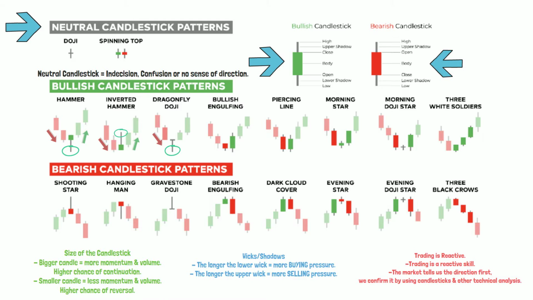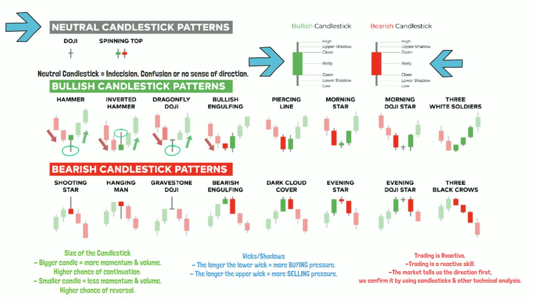Now, the reason why this isn't considered a neutral candlestick pattern is because the buyers have the upper hand because of the lower wick. There is no upper wick. So the buyers, like I said, have the upper hand. And as you can see, the next two candles are bullish candles reversing back to the upside. Next up, we have the bullish engulfing.